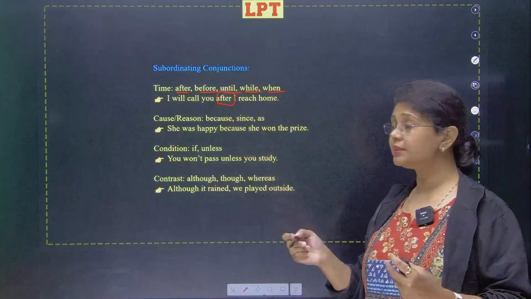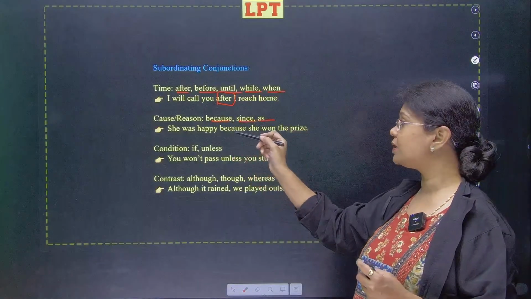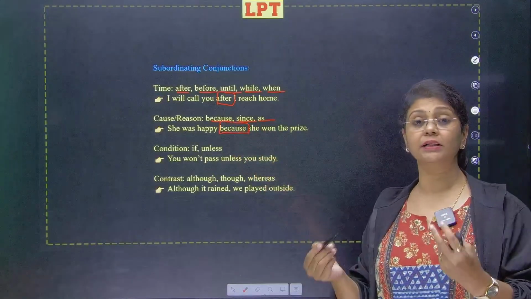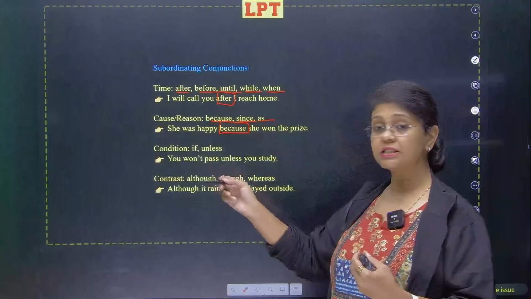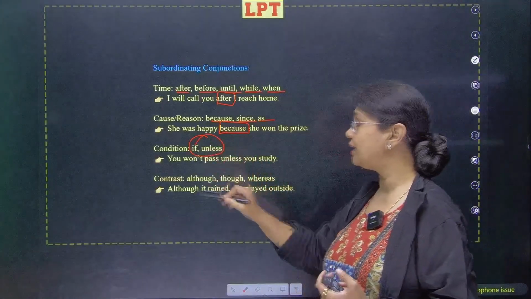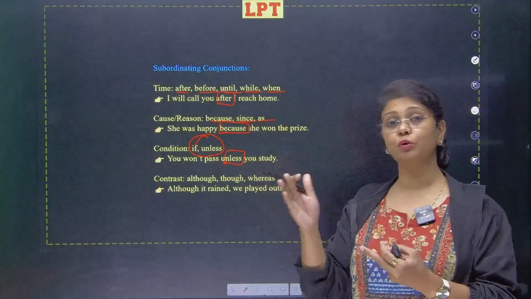Then you have cause and reason. So it says because, since, and as. So you say she was happy because she won the prize. So again, a conjunction being used here. Condition: for the condition we make use of if and unless. So you say you won't pass unless you study. So you have put a condition here.